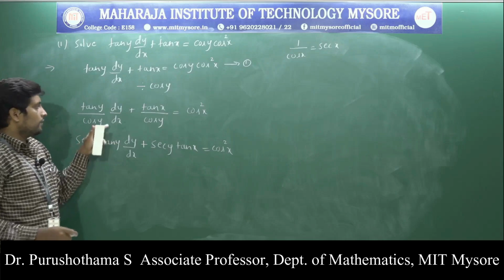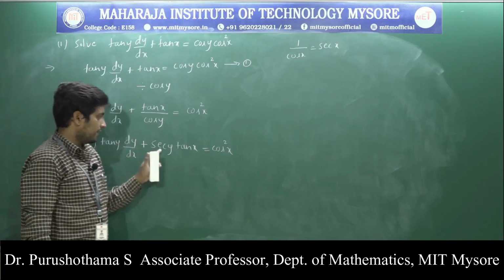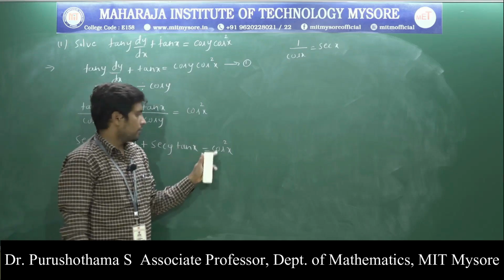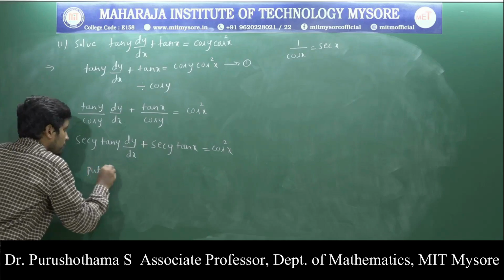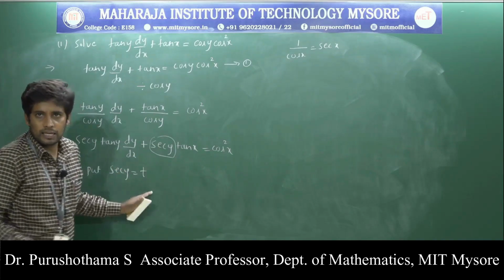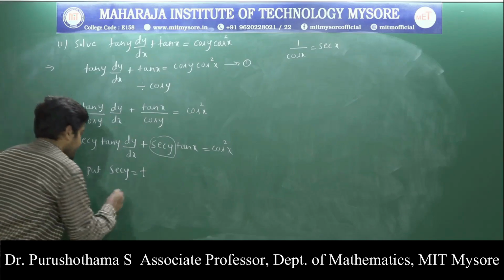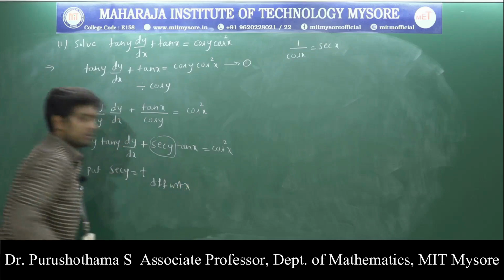After dividing, the equation becomes secant y into tan y dy by dx plus secant y into tan x equals cos square x. In the next line, put secant y is equal to t. Then differentiate the term with respect to x. So, differentiate with respect to x.